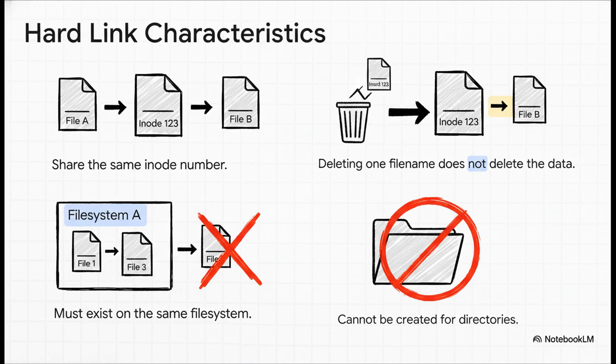So to wrap up hard links, they share the same inode. This is huge because it means if you delete the original file name, the data is totally safe. The second file name is still pointing to it. The system only actually deletes the data when the link count to that inode hits 0. But there are a couple of important gotchas. You can't create hard links across different file systems or drives, and you can't use them for directories.